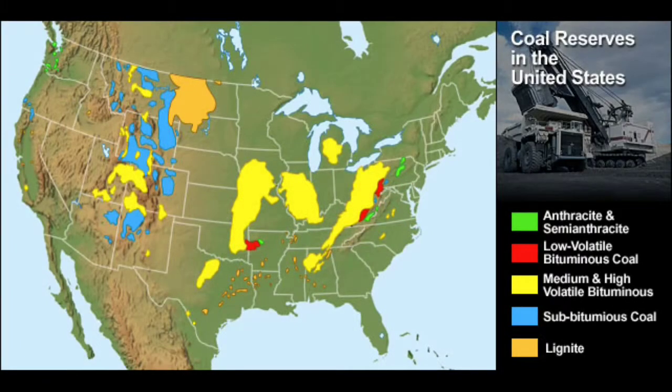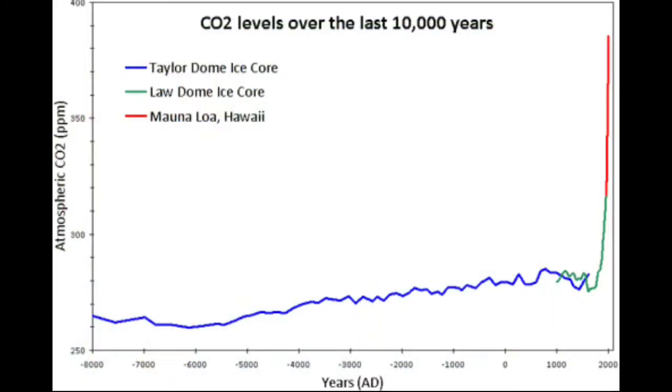When we look at this map, the green represents anthracite coal, which is high-efficiency coal and that burns well, but there's not very much available. We usually use the yellow on this map, which is bituminous coal, which unfortunately is less efficient and puts off more carbon dioxide into the atmosphere.